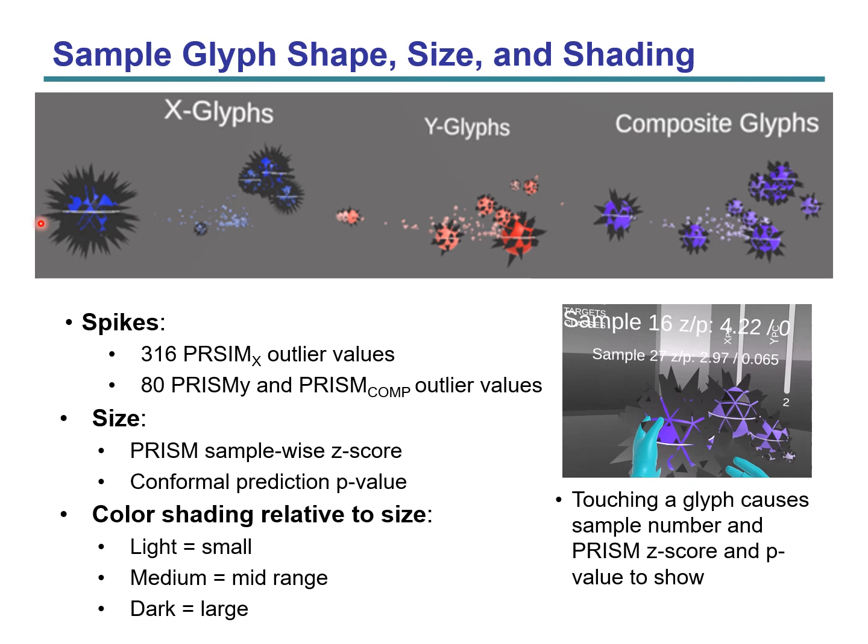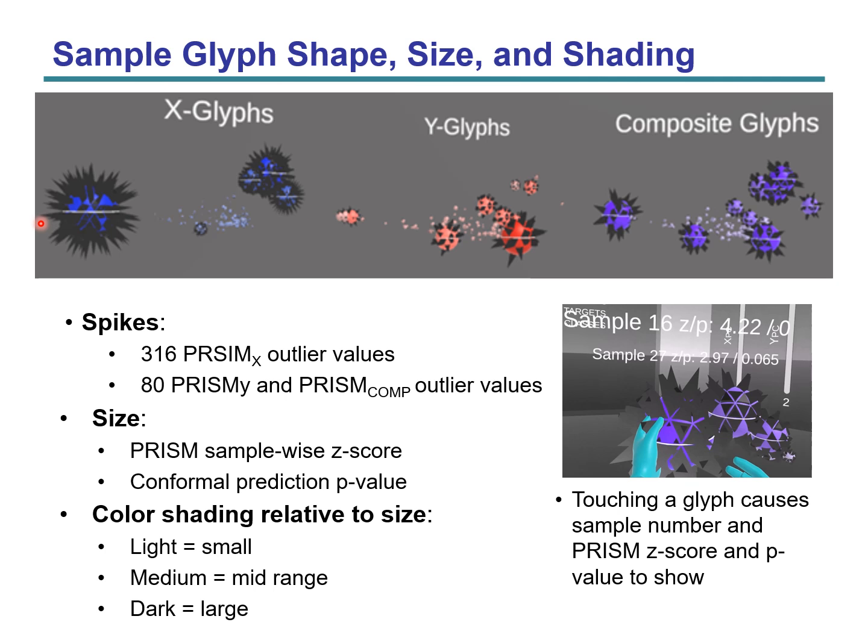And then we have 80 Prism Y similarity values, and then the X and the Y's are combined to form 80 Prism comp outlier values. So they have 80 spikes. The size of each of these spheres is relative to the z-score, and as you'll see, we can change to the conformal prediction p-values we set up into the algorithm as well.